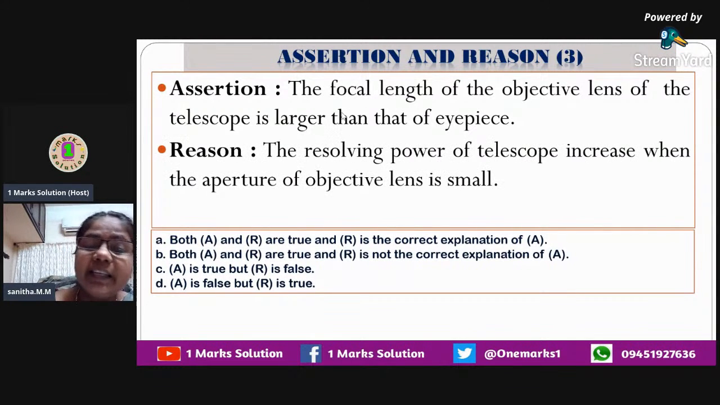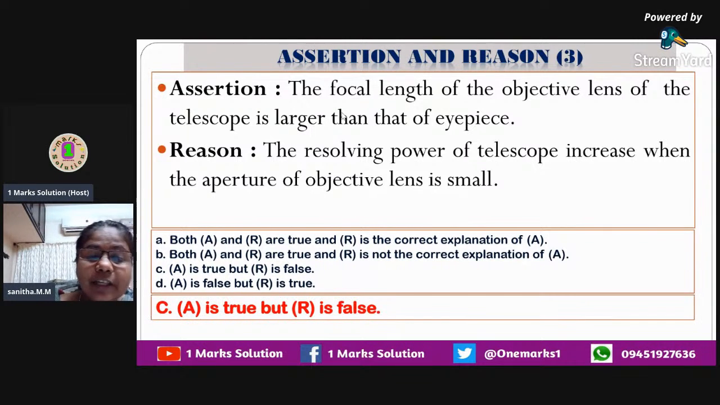Now, what is the reason here? We will see that the resolving power of the telescope increases when the aperture of the objective lens is small. Not at all. Why? Because if the aperture is large, then only the resolving power will be more. So what is the answer? We can say the assertion is correct, but the reason is absolutely false. If the answer were that it increases with the increase of the aperture, then it would be correct. So here the answer is option C: A is true and R is false.